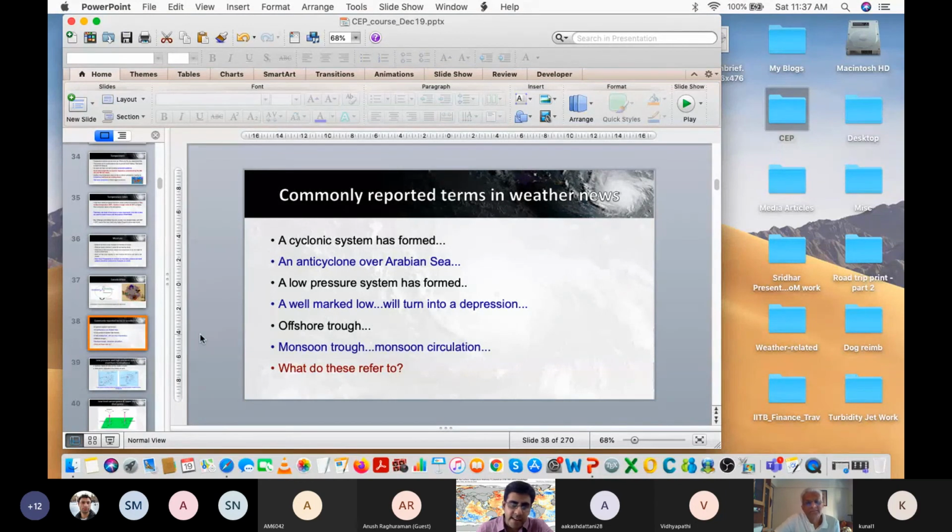There is a very interesting synergy between jet streams and the monsoon currents. Unless your jet streams move up, your monsoon currents cannot penetrate. And unless your monsoon system moves down, the winter keeps getting delayed. I think we can talk about it when we discuss the jet streams. Thank you.